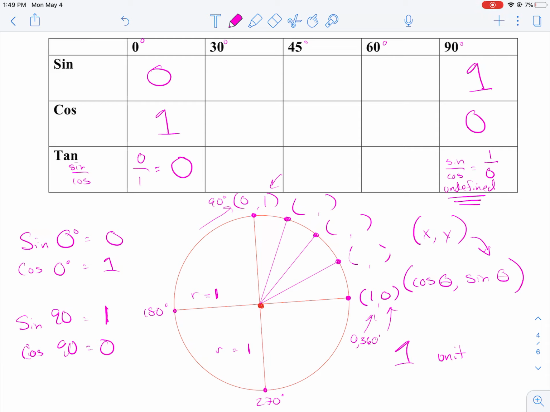Now we can fill in the rest of these. So you're going to have to memorize these. There's no other nice way to put these. And I'll try to give you some sort of hints in order to help remember.